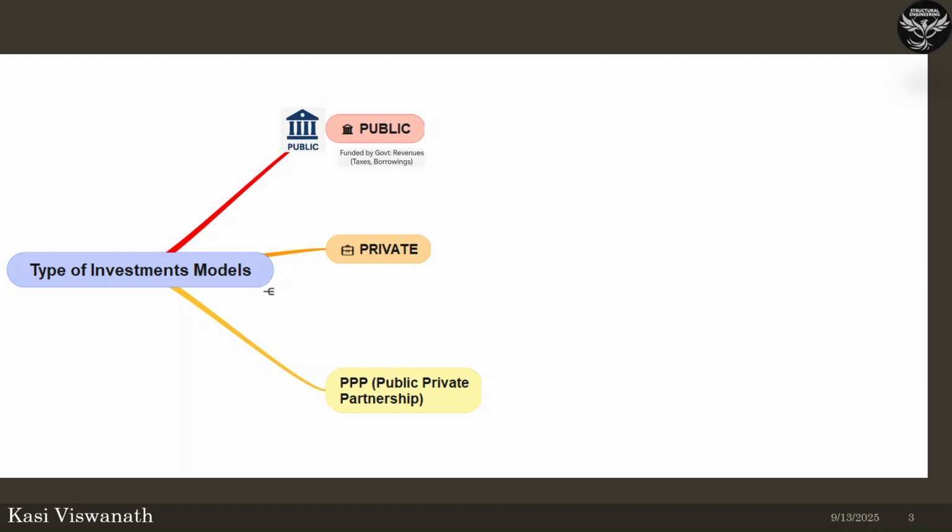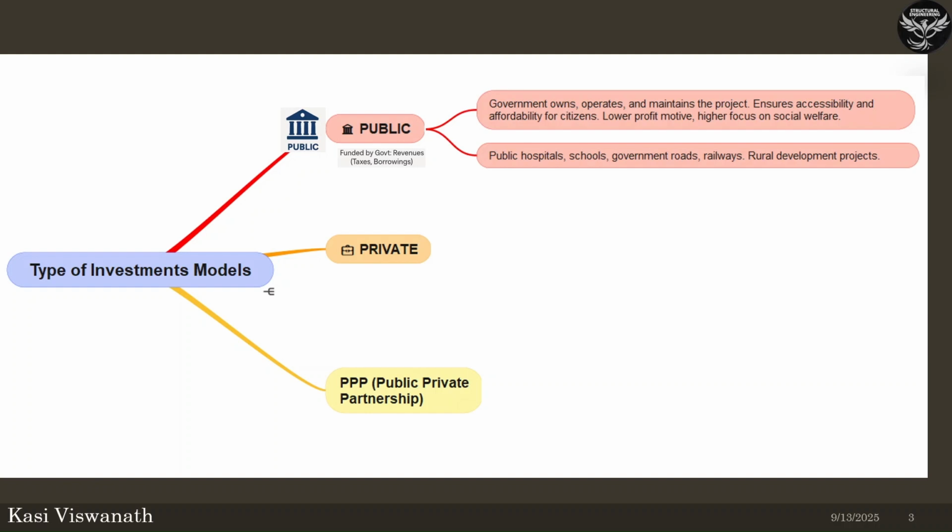In a public investment model, the government fully finances and implements a project using public revenues such as taxes, duties, and government borrowing. The government owns, operates, and maintains the project, bearing both risk and responsibility. Because the aim is often social welfare rather than profit, public investments tend to prioritize universal access and affordability. Typical examples include public hospitals, schools, government constructed roads and railways, and rural development projects.